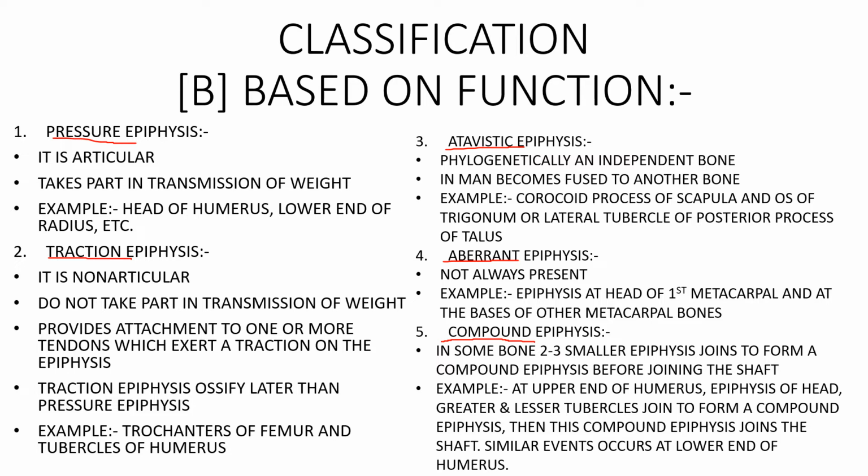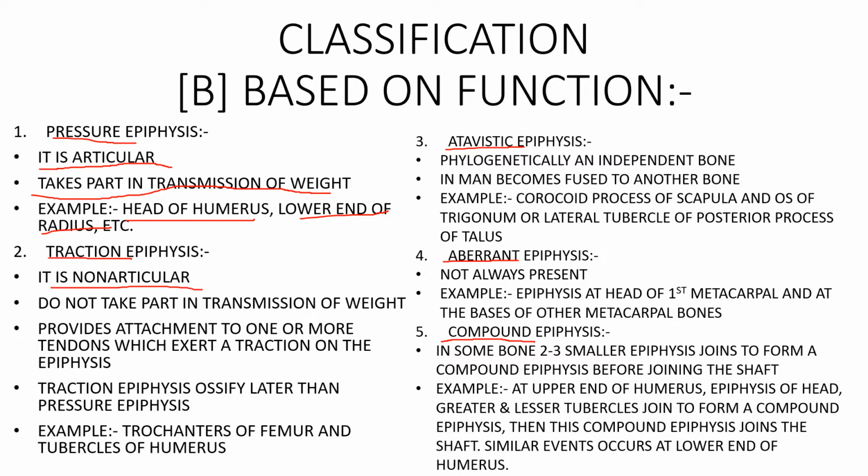So first we will learn about pressure epiphysis. It is articular in nature. It takes part in transmission of weight and its examples are head of humerus, lower end of radius, and there are many more examples, but for the examination you have to write at least one example of each epiphysis when you are describing it. Now the second epiphysis we are going to learn about is the traction epiphysis.